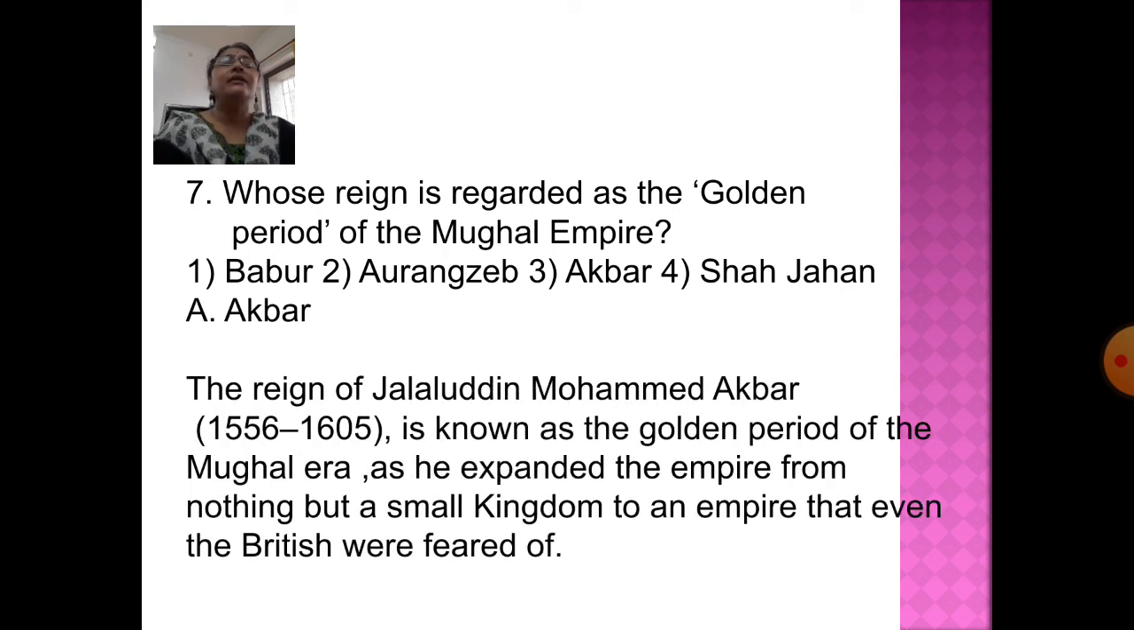The reign of Jalaluddin Muhammad Akbar is known as the golden period of the Mughal era, as he expanded the empire from nothing but a small kingdom to an empire that even the British were afraid of.